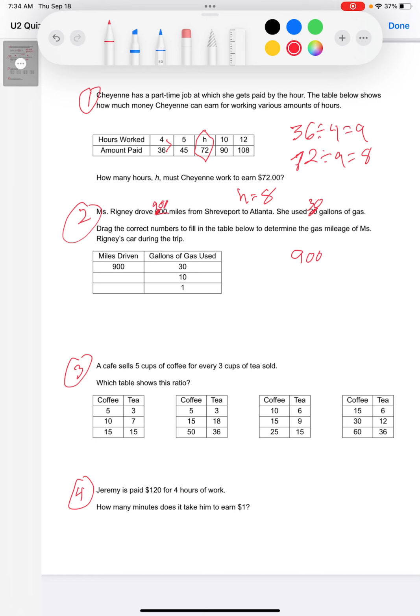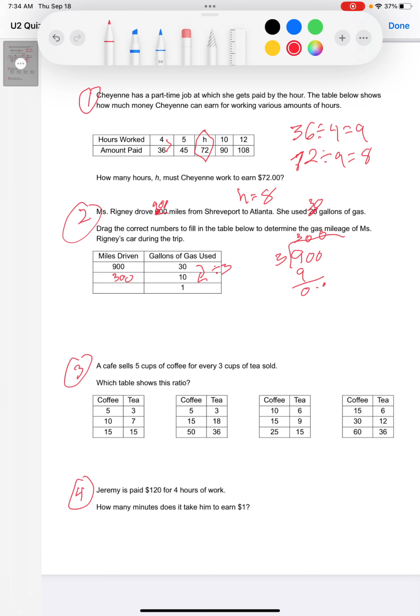and 30. So to get from 30 to 10, we divide by 3. So we do 900 divided by 3. Well, 3 goes into 9 3 times, and it goes into 0 0 times and 0 0 times. So this would be 300.